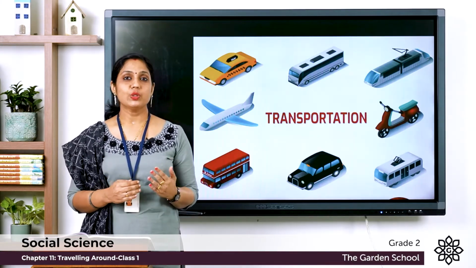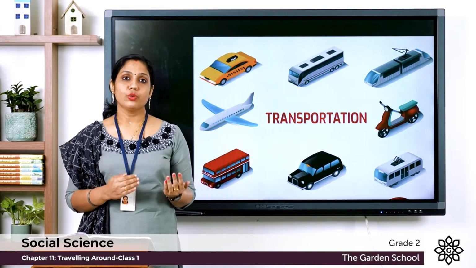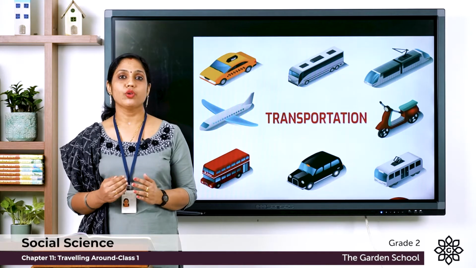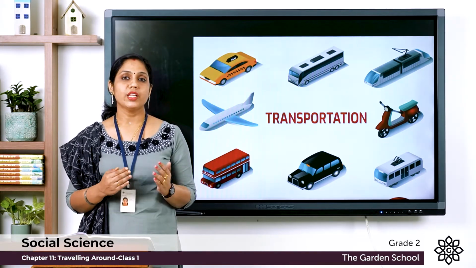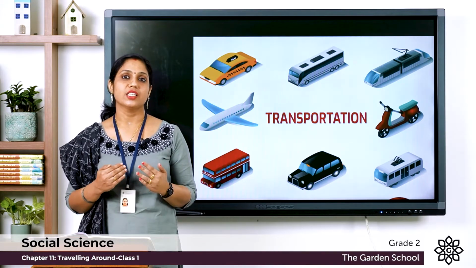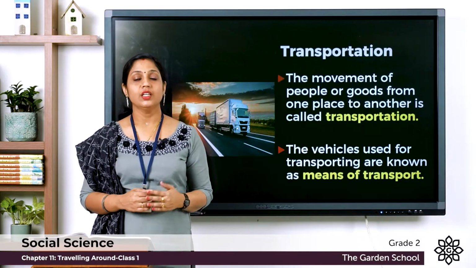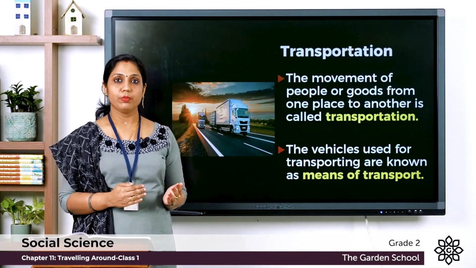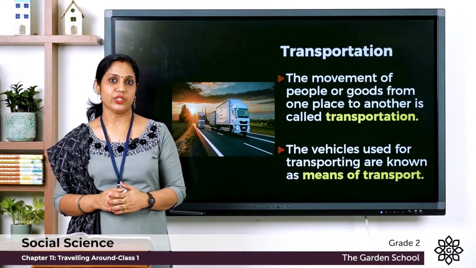And for traveling, we use different means. For example, when you come to school, some of you use school bus, some of you come by cars, or some of you come by walk. So we use different means of transport. Different vehicles are used. So that is what is transportation. So what is transportation? The movement of people or goods from one place to another is transportation.